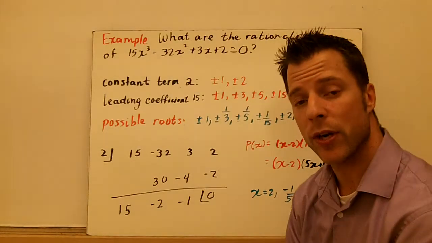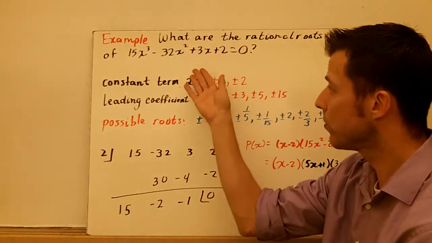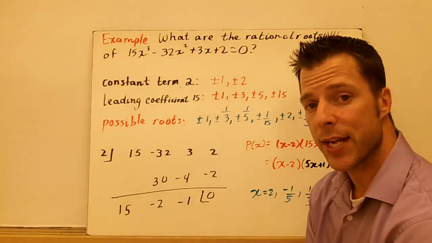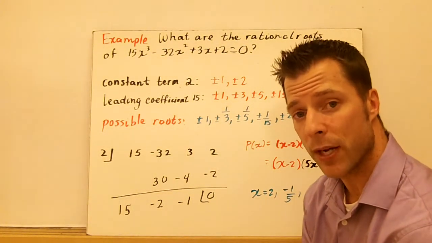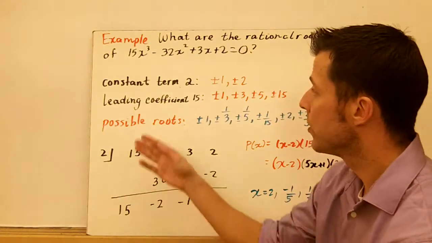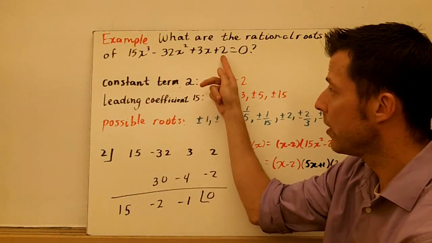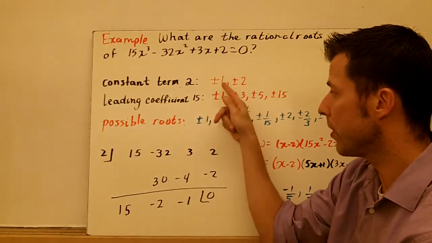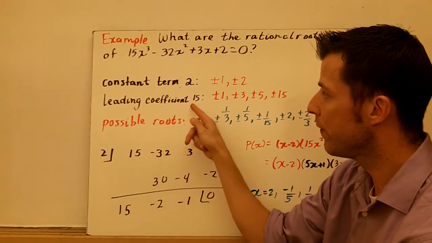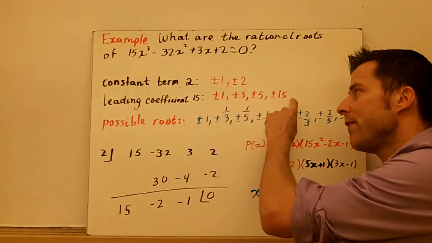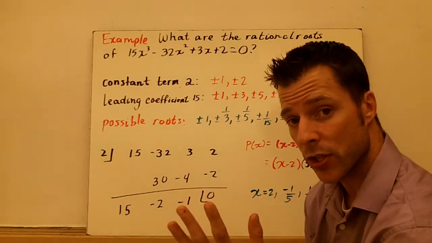Now in example 2, I've done the same thing. What are the rational roots of this polynomial? It's a third degree. But I've actually taken it a step further and actually factored this polynomial and found the zeros. So I list the constant term, that's 2. The factors of 2 are 1 and 2, plus and minus. Leading coefficient is 15. List all those factors: 1, 3, 5, 15. Plus and minus each of those.